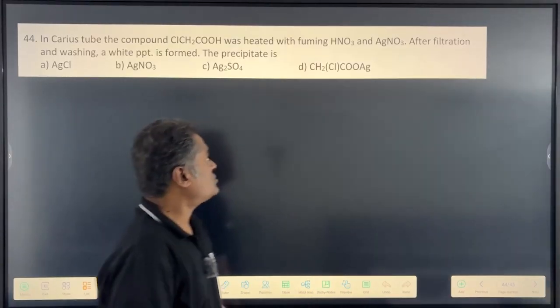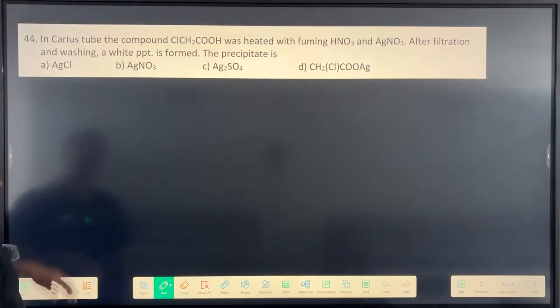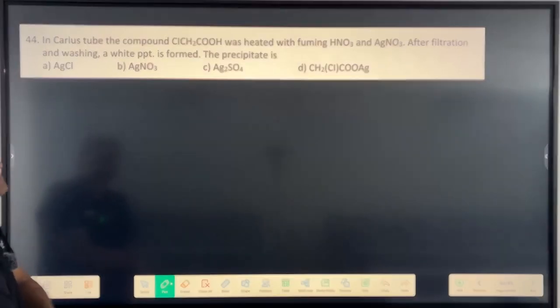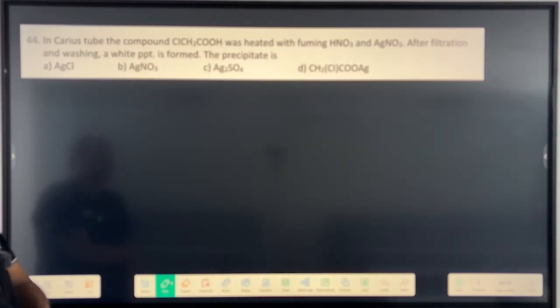Now the next question given to you is, child, in Carius tube the compound given, ClCH2COOH, was heated with fuming nitric acid and silver nitrate. After filtration and washing, a white precipitate is formed. This precipitate is of what?